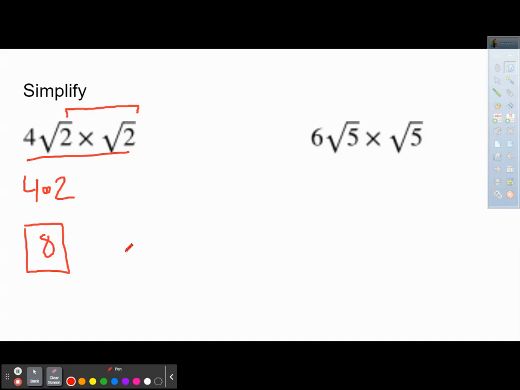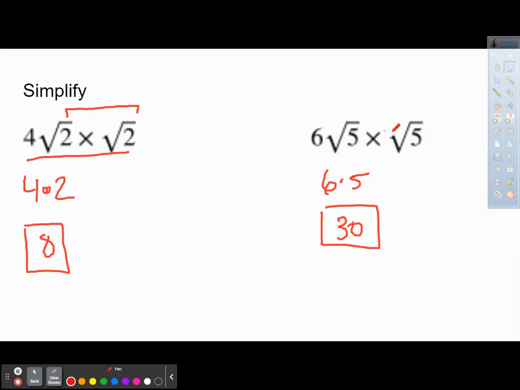Okay. Anyone think they know off the top of their head what this one's going to be without working it out? 6 square roots of 5 times the square root of 5? 30. It wouldn't be 60. 30, yeah, because square root of 5 times the square root of 5 is 5, so you have 6 times 5, which is 30.